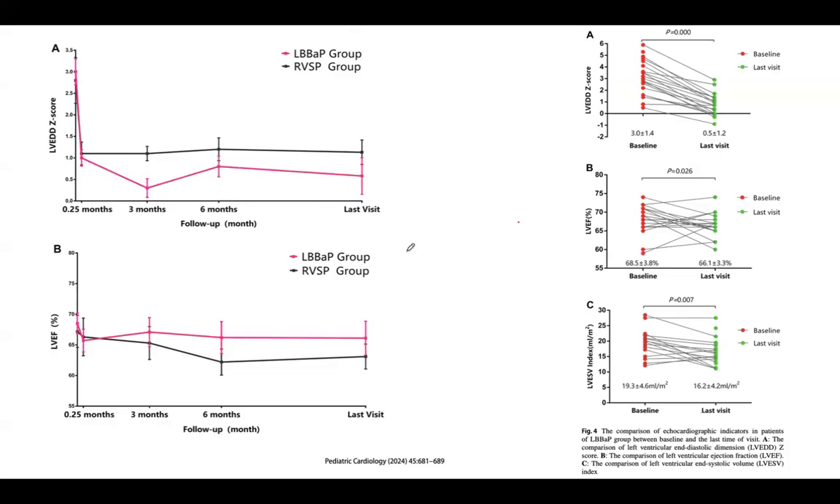Okay, so this is data in pediatrics comparing left bundle branch area pacing with our traditional right ventricular pacing, and as you can see, for example, the ventricular dilation is less with left bundle branch area pacing, left ventricular ejection fraction is better, and so forth. Okay, so there's clear, good data with left bundle branch area pacing.